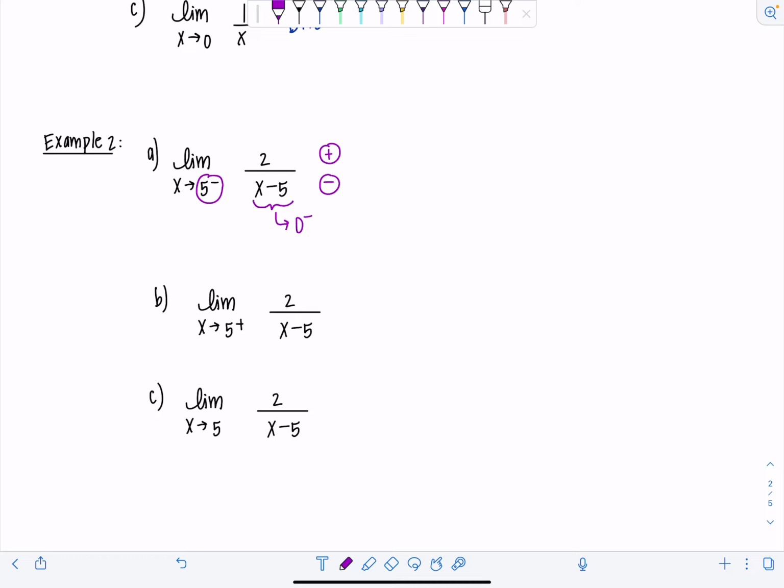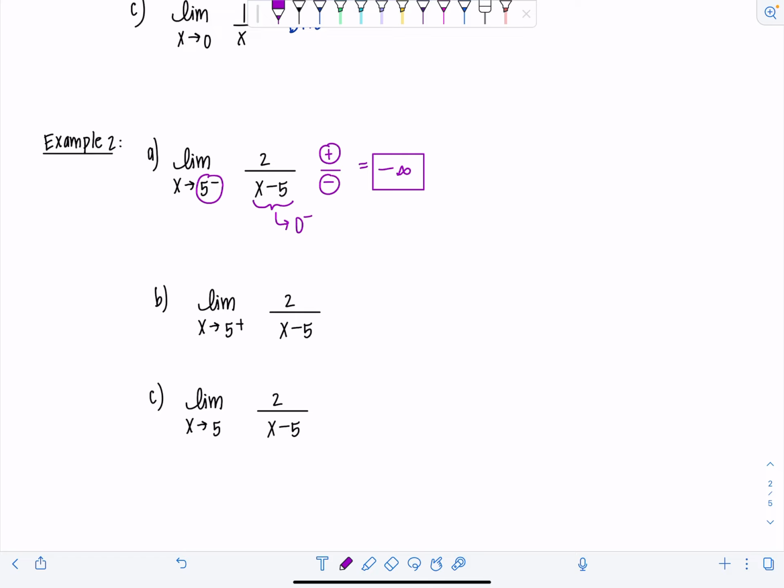So that means we have a positive quantity in the numerator, negative quantity in the denominator. So the sign of the overall expression is going to be negative. And it's getting arbitrarily large, right? Denominator is shrinking, numerator is approaching a constant. So this is going to approach negative infinity.